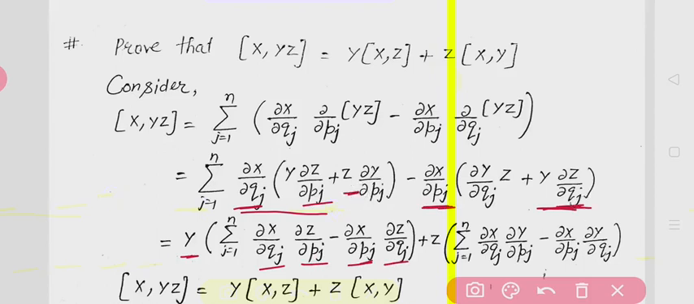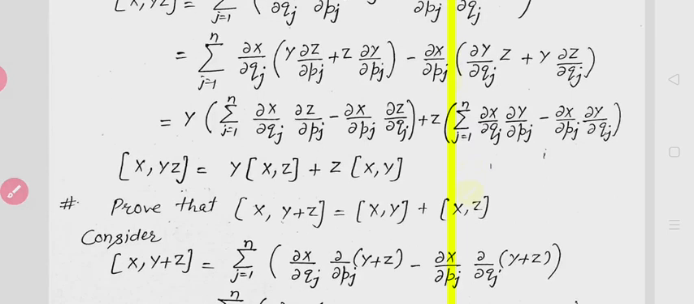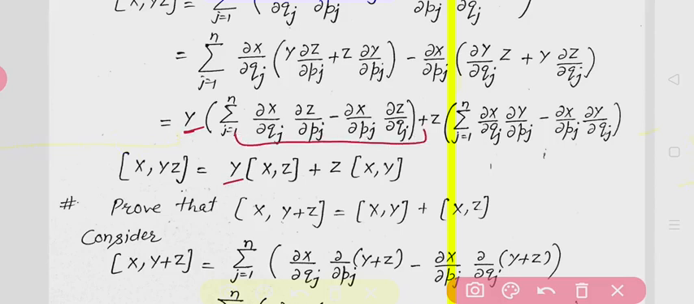Plus z is common there, from over here and from here over here. So what is left here? Z is common here, and summation x with respect to qj, y with respect to pj, and minus of x with respect to pj, y with respect to qj. Right? Now again, by using the definition of the Poisson bracket, you know that this is y as it is, and this is the Poisson bracket of x and z, plus z, this is the Poisson bracket of x and y. Right?